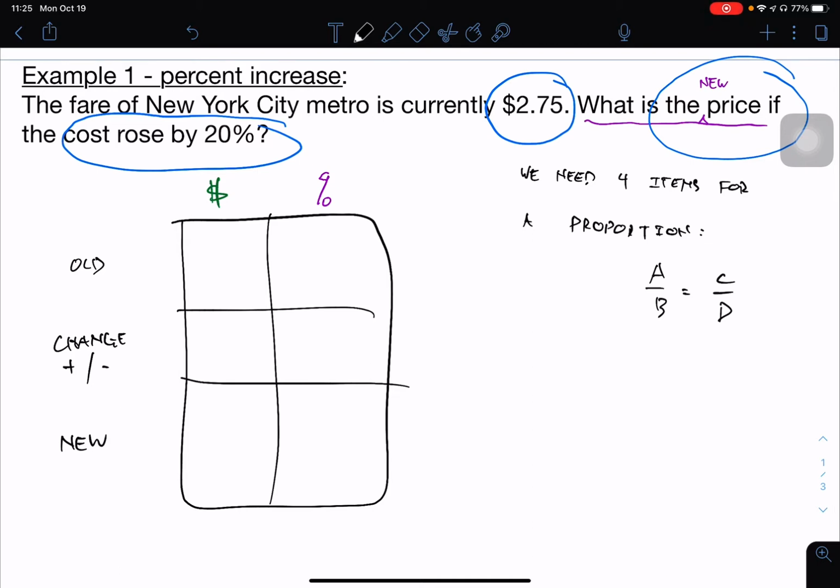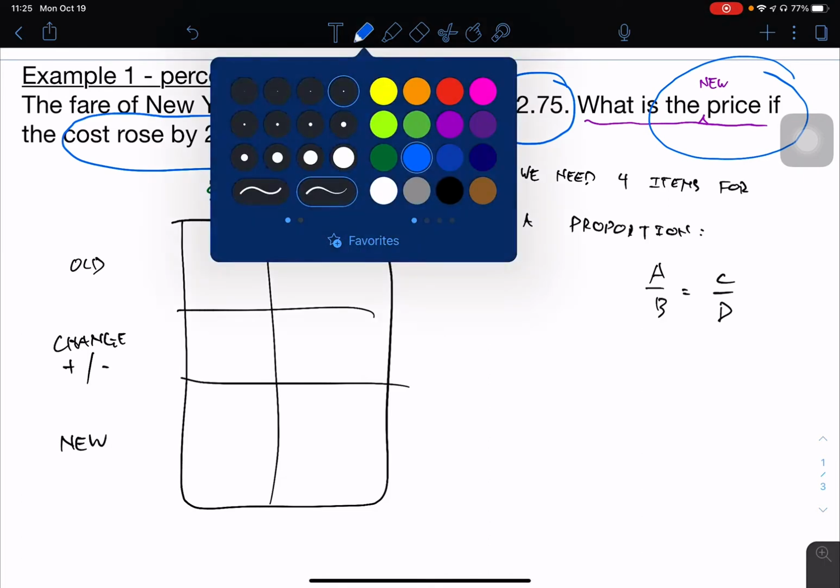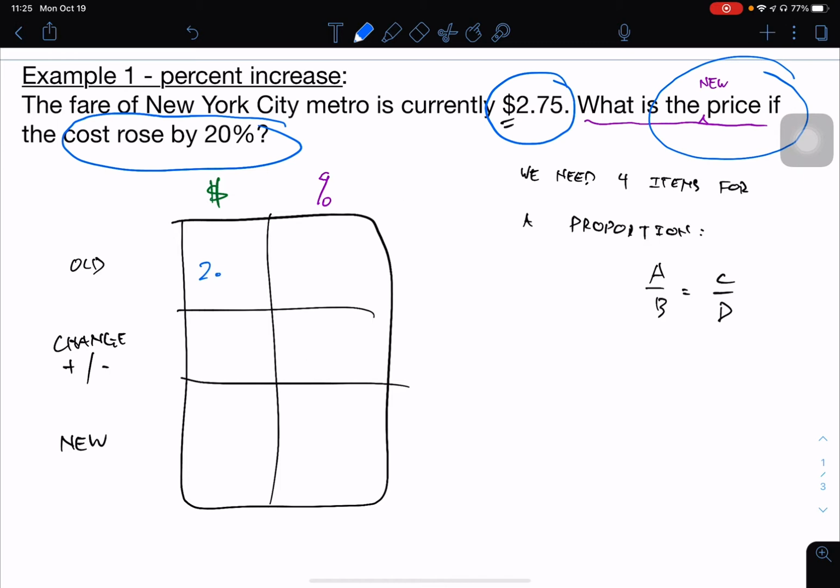So I'm going to use the same light blue here. So $2.75, is that our new or old price? Or even better yet, is $2.75 a percentage or a dollar amount? Hopefully it's the dollar sign you see right there. So that means it goes in the left-hand column here, the $2.75. Okay, now what's the next one? What is the new price? We don't know what the new price is. That's what we're looking for. So again, is a new price involving dollars or percentages? Again, it involves dollars.